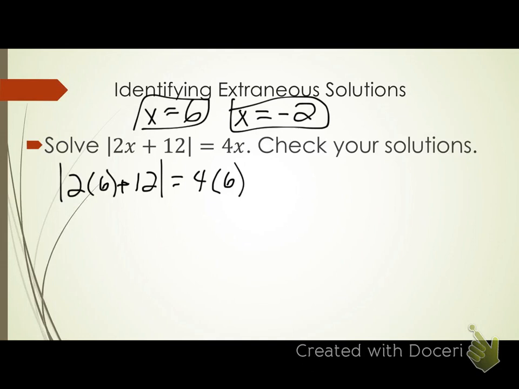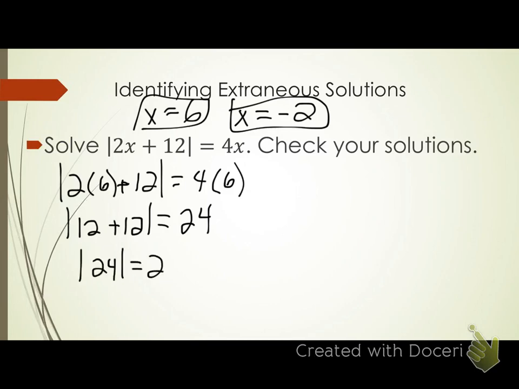So plugging in 6. 2 times 6 gives me 12. 4 times 6 gives me 24. 12 plus 12 gives me 24. Absolute value of 24 is 24. So is 6 a solution or not? Yes, it is. 6 gives me a true statement, so 6 checks out. 6 is a solution.